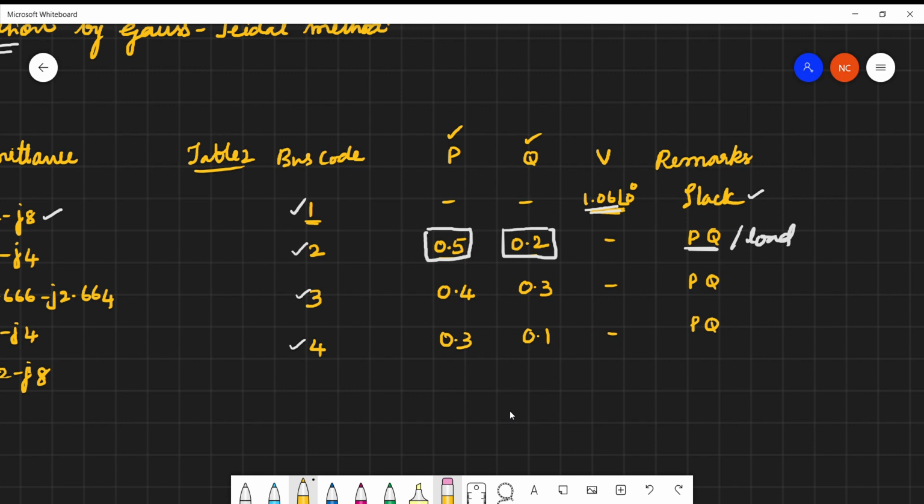If we look at table 2, the first bus is specified with voltage and phase angle, so it can be treated as a slack bus. For the second, third and fourth buses, all three are given with P and Q values. They are not specified with voltage and phase angle. That is why we count the remaining three, buses 2, 3, 4, as load buses or PQ buses.